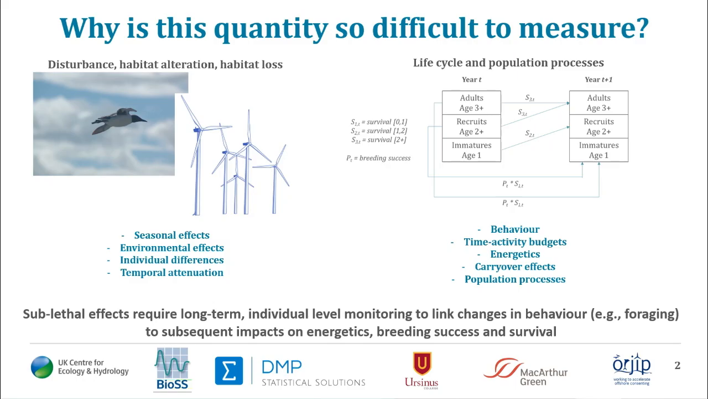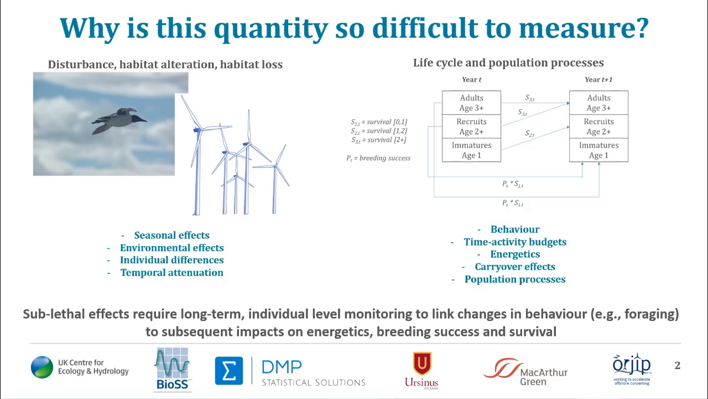So in terms of the mortality rate arising from displacement for seabirds, why is this quantity so difficult to measure empirically? Well, it's because it arises from a set of complex processes to do with disturbance, habitat alteration, and potentially a form of habitat loss. And these are affected seasonally and environmentally, and there also are likely to be differences between individual birds in how they respond, as well as potentially temporal attenuation over time.